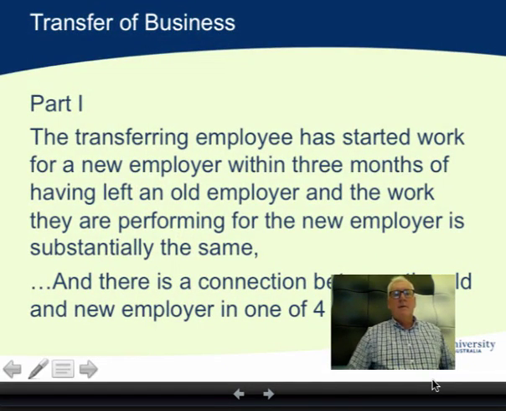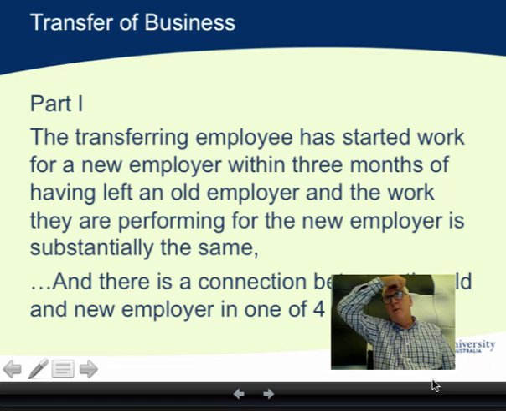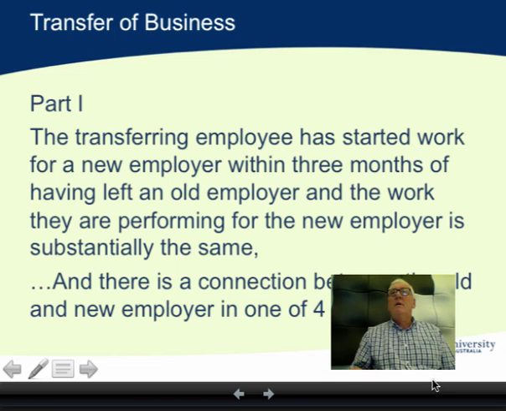There's two parts to it. So you have to have somebody who's being transferred, so a transferring employee has now started work for a new employer. I think that within 3 months is prudent, because you can imagine situations where there might be even a relatively short period where, I don't know, perhaps a person is required to take some leave while the whole transmission of business is put into place. So it's clear that it can be any time within 3 months of having left an old employer. They're doing pretty much the same work as they did before.